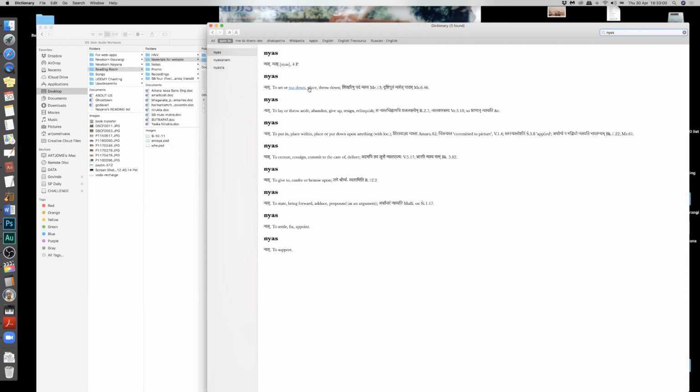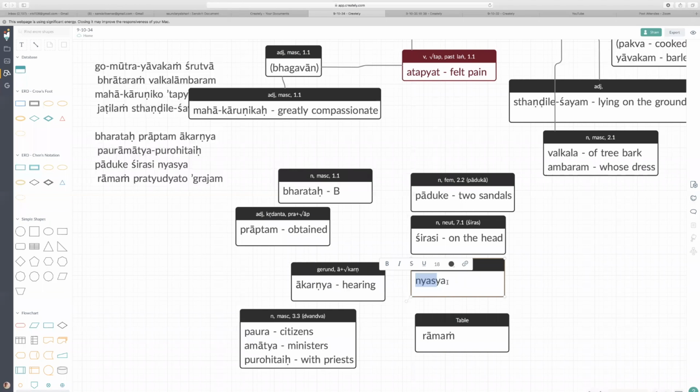To set, to put down, to place, to throw down, to lay, to put in. Anyway, placing as a gerund. The verb is prefixed by ni, and the verb is as, to throw. So ni plus as becomes nyas, meaning to place. Again, this is an instance of a verb manifesting some hidden meaning when it is combined with a prefix, or we call them upasargas in Sanskrit. This is the prefix here.